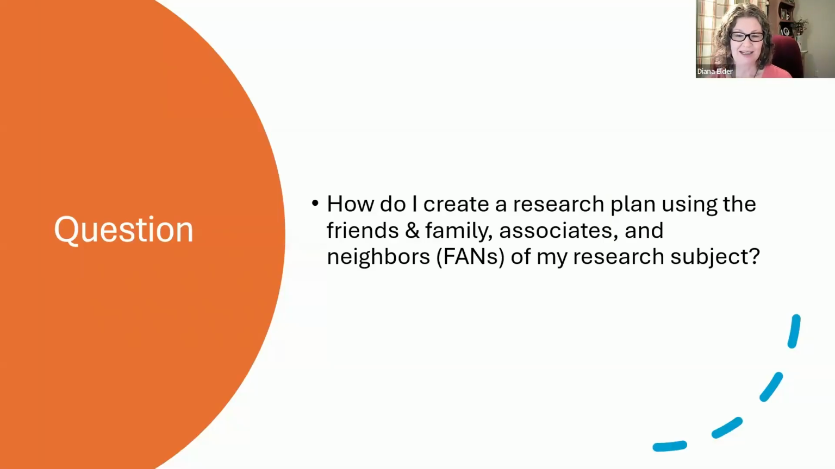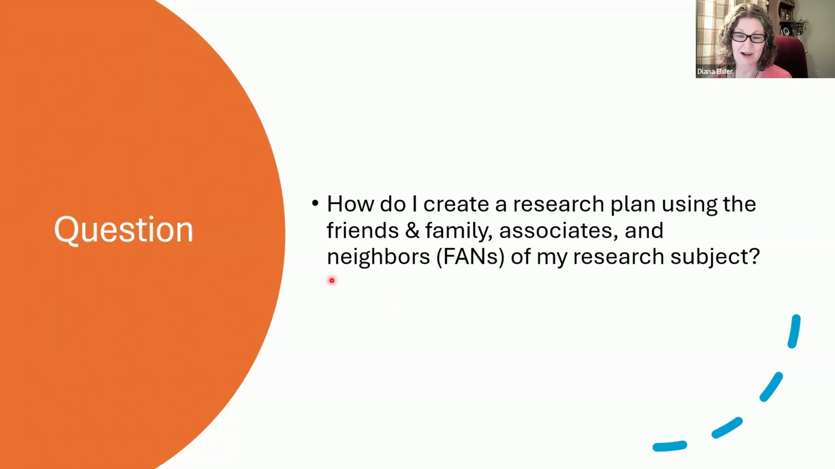So the question that came up was, how do I create a research plan using the friends, family, associates, and neighbors, better known as the FANs in our genealogy world, of my research subject? If you're not familiar with this term FANs, it was coined by Elizabeth Shown Mills. She uses a lot of cluster research, where we reach out and gather the people associated with our research subject, especially when we hit a brick wall and we are stuck. We don't know what else to do. Then we have all of these people that we can investigate and see if some of them can help us learn more about our research subject.